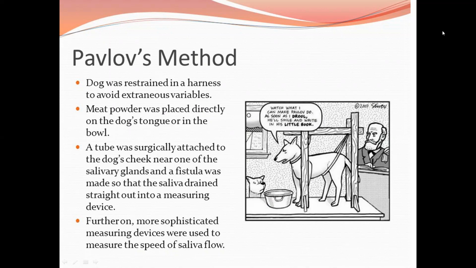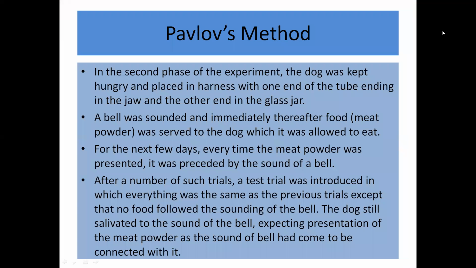In the second phase of the experiment, the dog was kept hungry and placed in the harness, as I already told you, with one end of the tube ending in the jaw and the other in the glass jar. A bell was sounded and immediately thereafter, food was served to the dog, which it was allowed to eat. For the next few days, every time the meat powder was presented, it was preceded by the sound of the bell, which means that the bell was rung first and then the meat powder was presented.